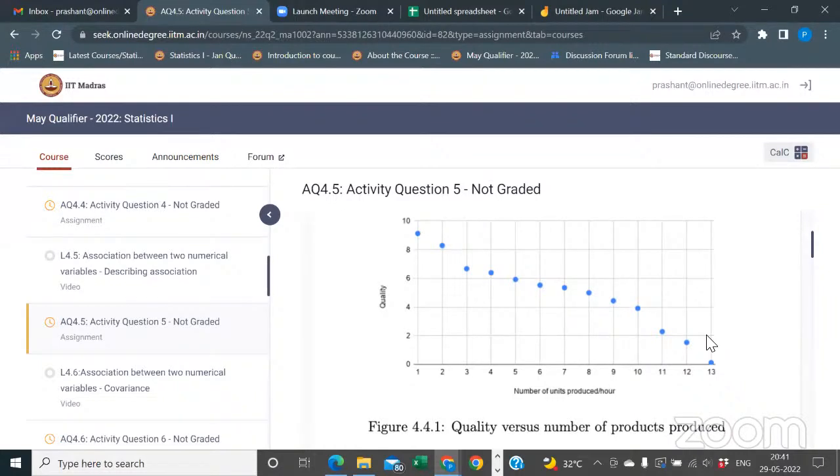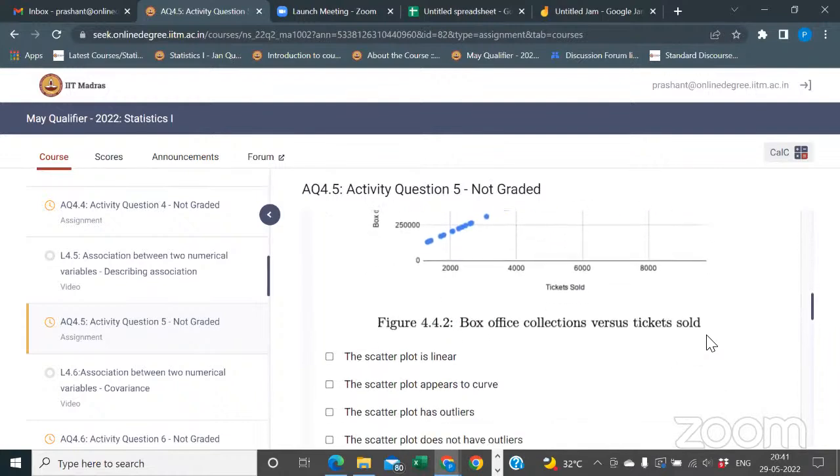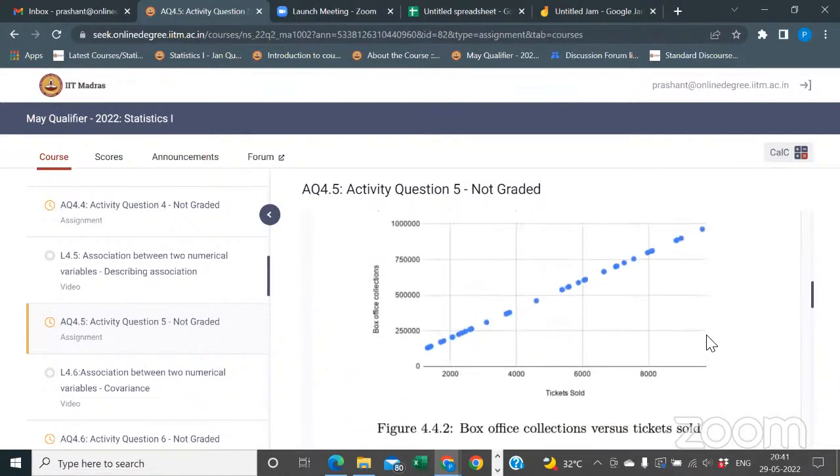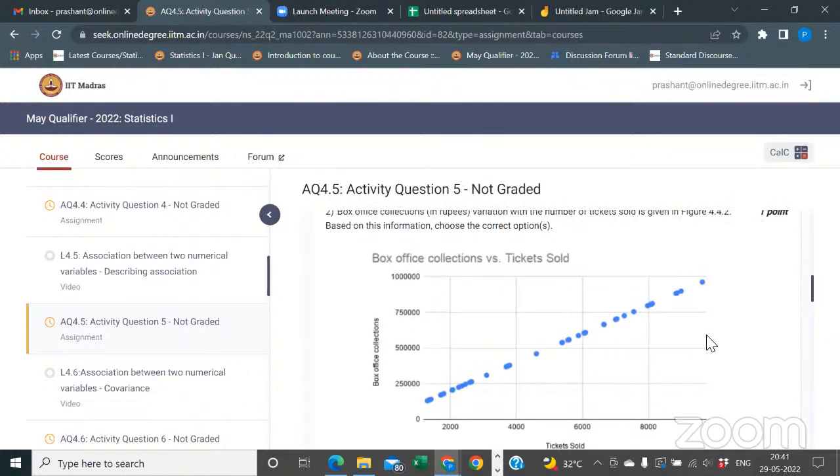It's asking whether the curve is upward or downward. Suppose there should be an equation. See this one, it's also right. The scatter plot is linear, strictly increasing. So it's a straight line, increasing and linear in the upward direction. Got it?